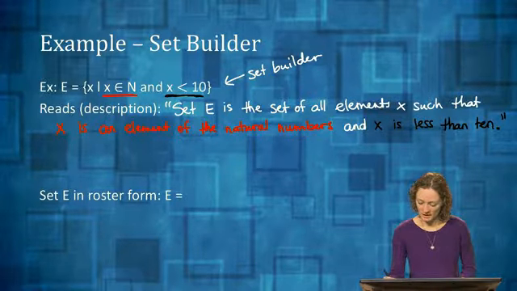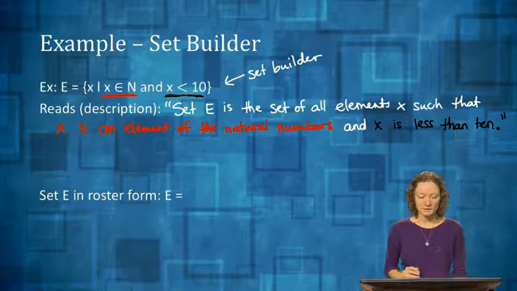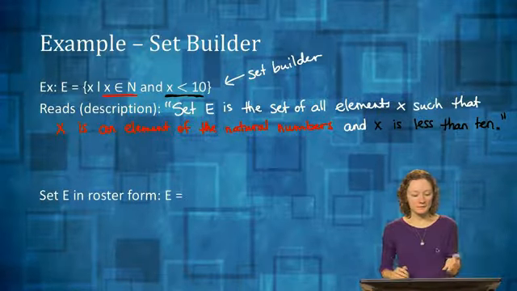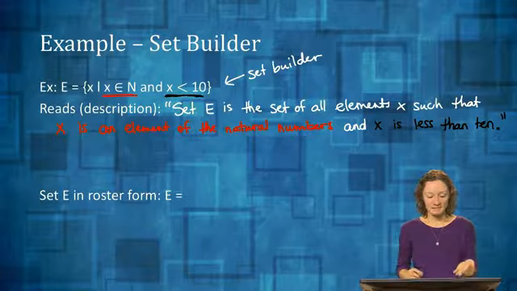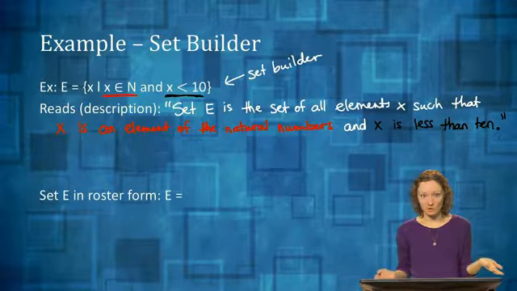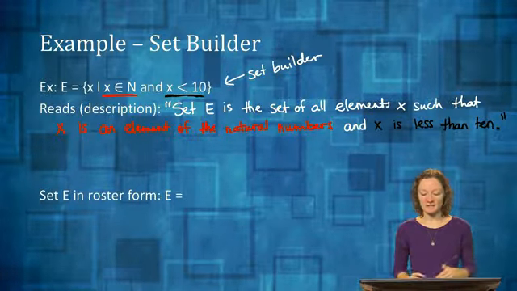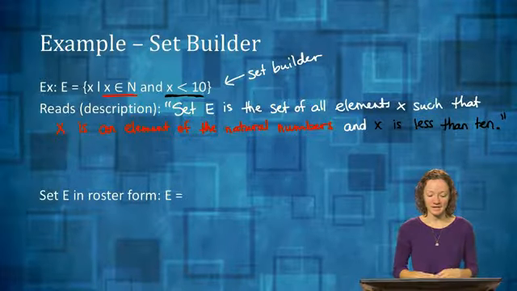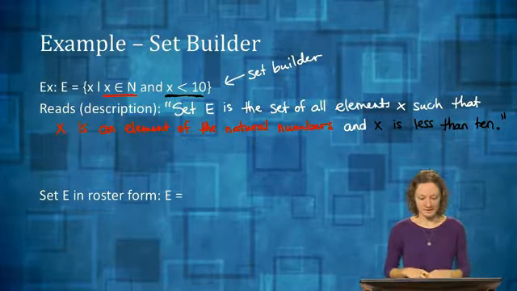And then we'll close that off. So we represented the problem in Set Builder. We translated it, which is one way to give a description of it. So set E is the set of all elements X such that X is an element of the natural numbers and X is less than 10.